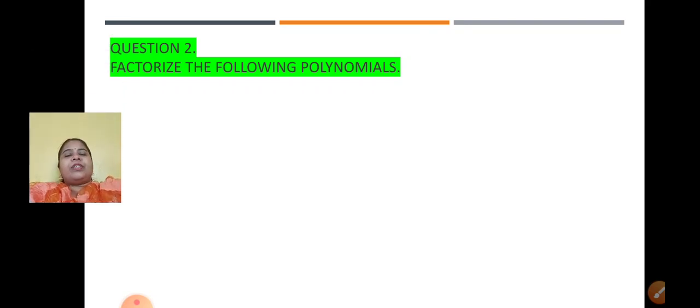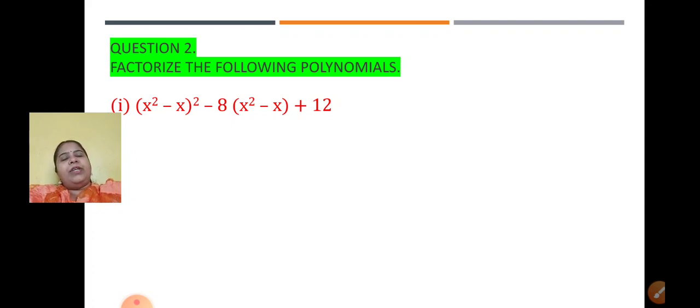Yes, the question is (x square minus x) the whole square minus 8 into (x square minus x) plus 12. Now as you can see, it is slightly different from the previous one. The previous questions, what we have done in question number 1, was quadratic trinomial. Now this also can be converted into the form of ax square plus bx plus c. Now in this also there are few terms, (x square minus x) the whole square. Absolutely it will go wrong if you try to open the bracket here. You don't have to do that.